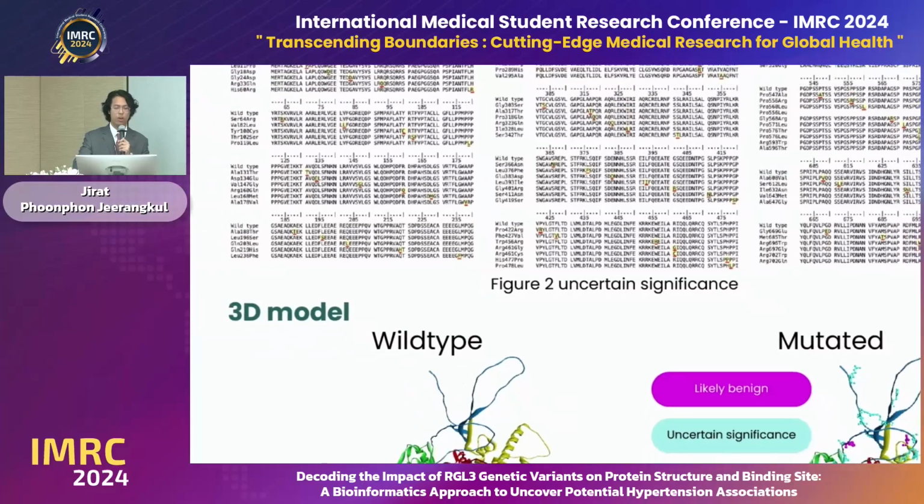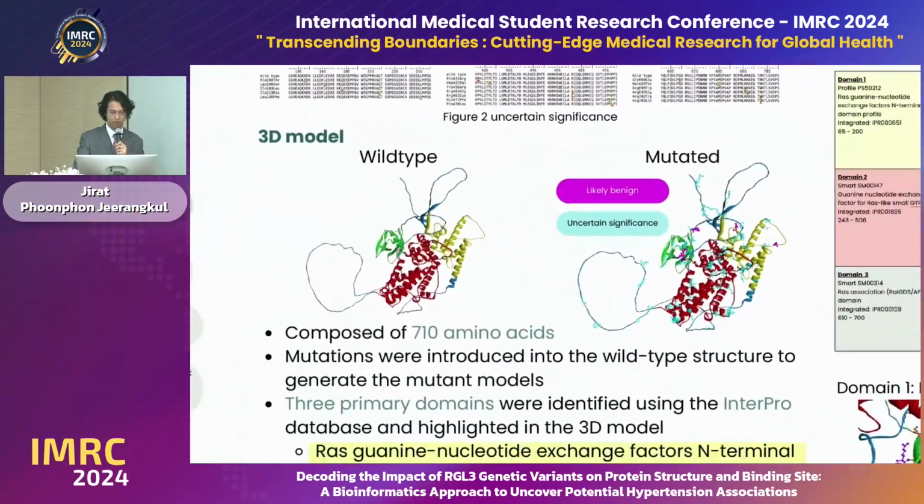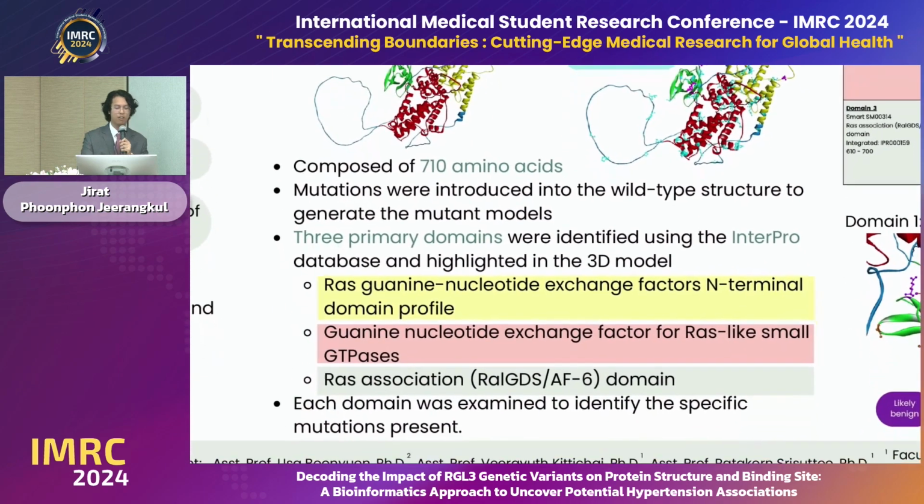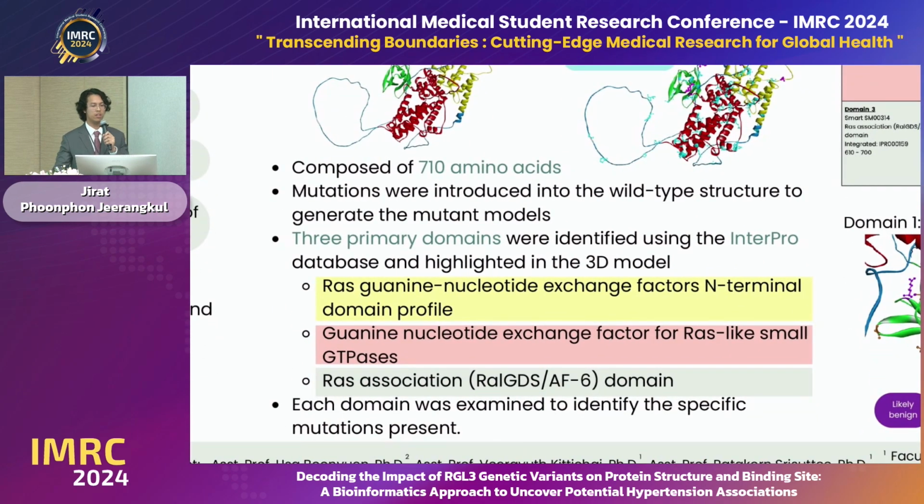After we know where they are, we construct the 3D models. This is the normal on the left and the mutated on the right. The colors represent the binding sites or the domains of the protein. The first one, the yellow domain, is the exchange N-terminal domain, which interacts with the RAS protein and acts as a signal transducer.